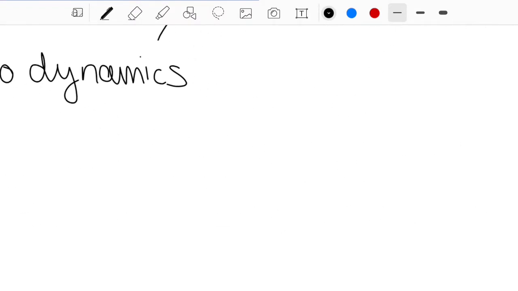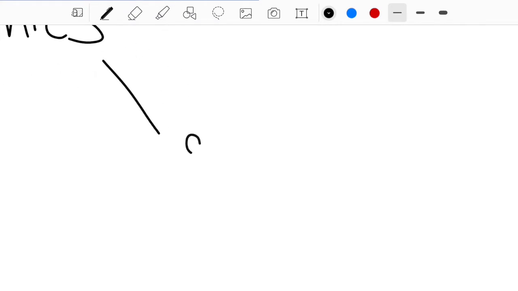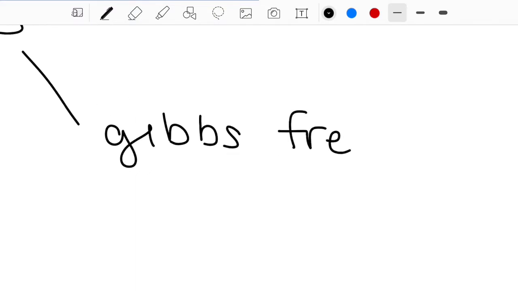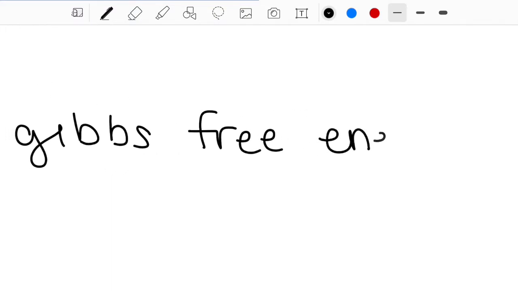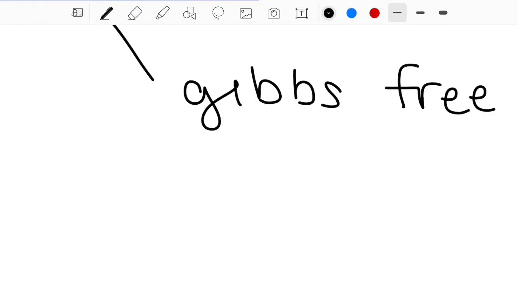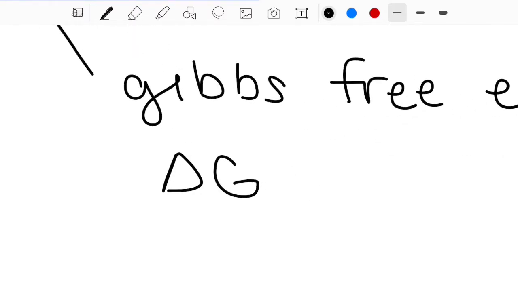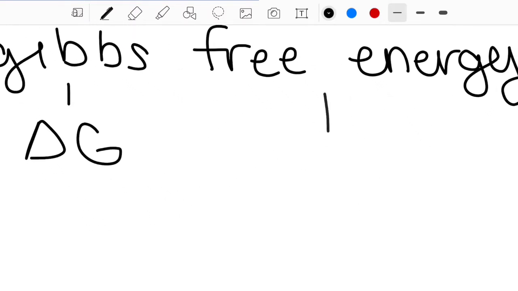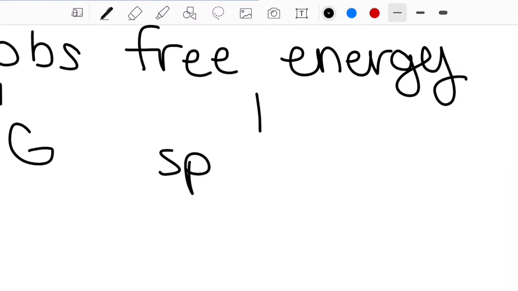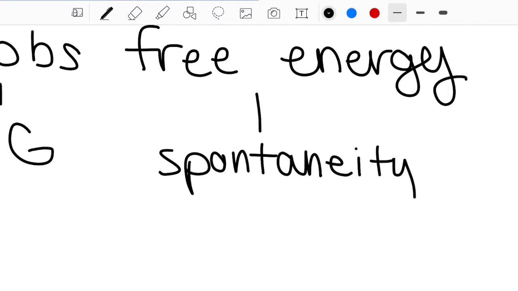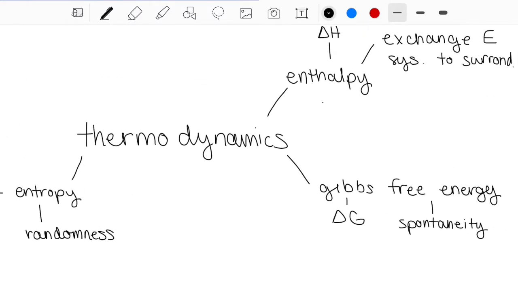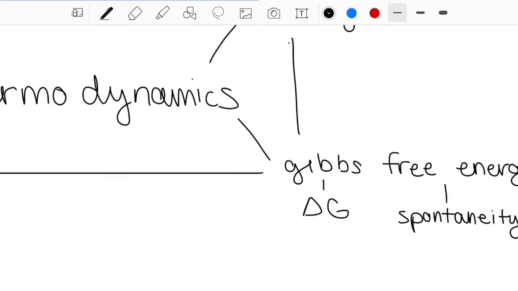And then we talked about Gibbs free energy. We represent Gibbs free energy as delta G. And Gibbs free energy is a way for us to represent spontaneity. And Gibbs free energy connects enthalpy and entropy.